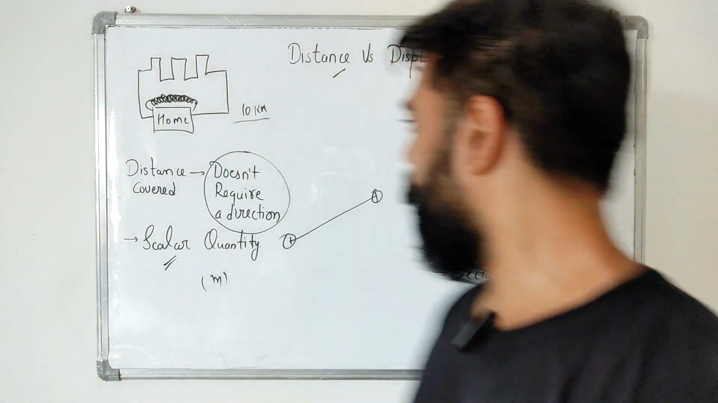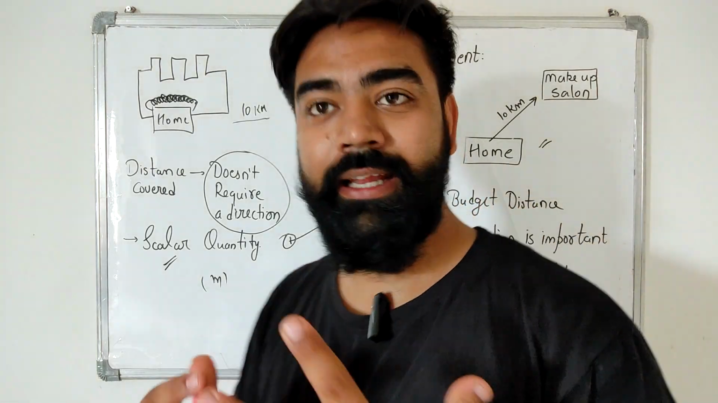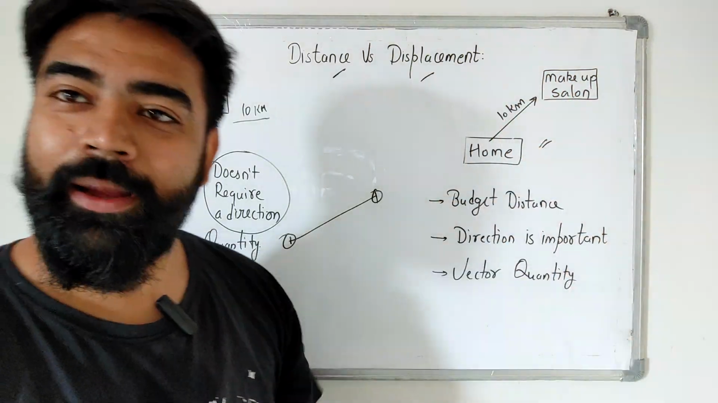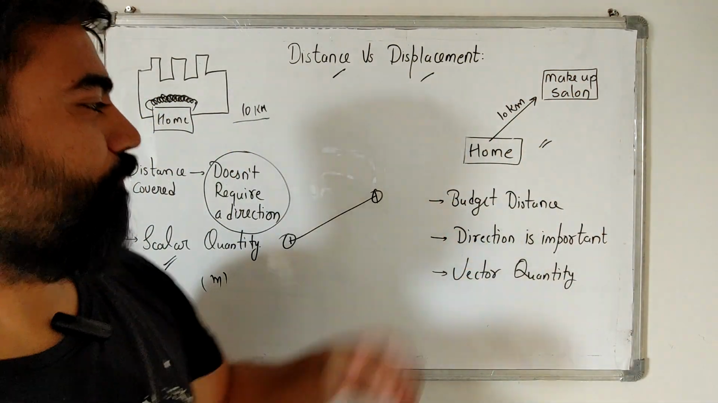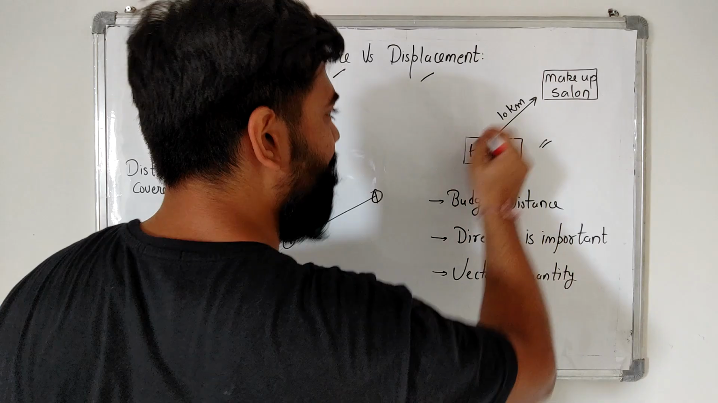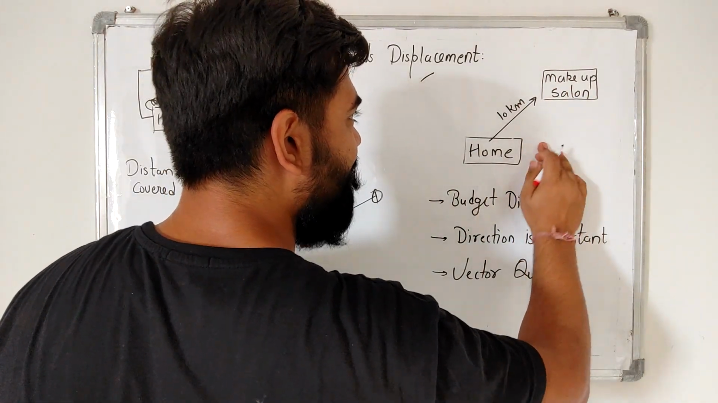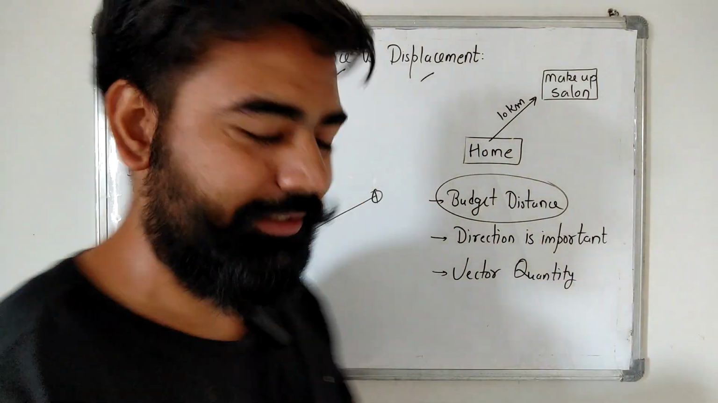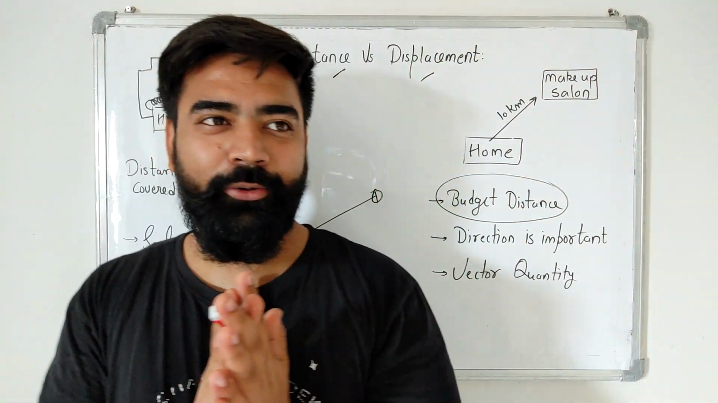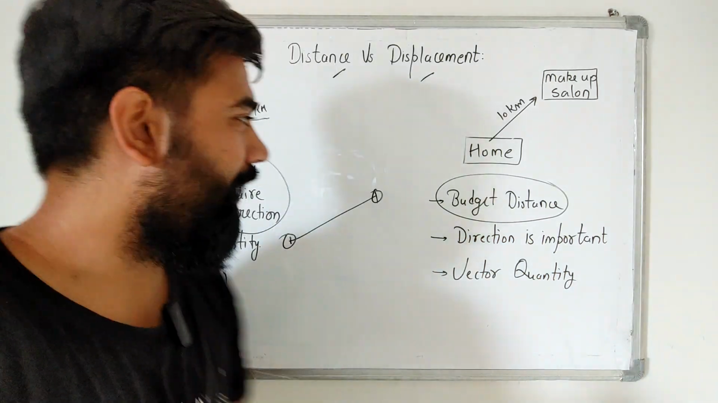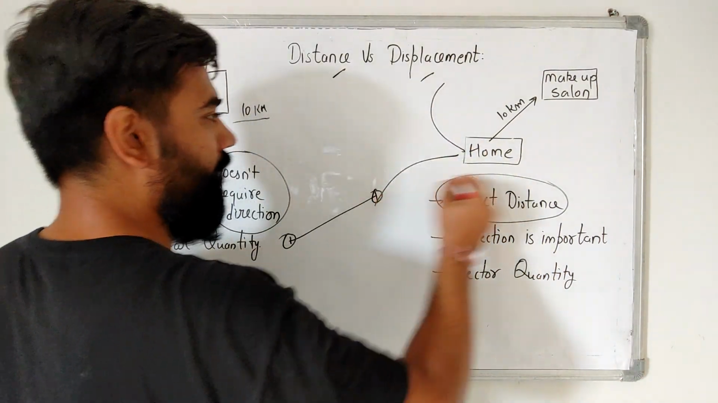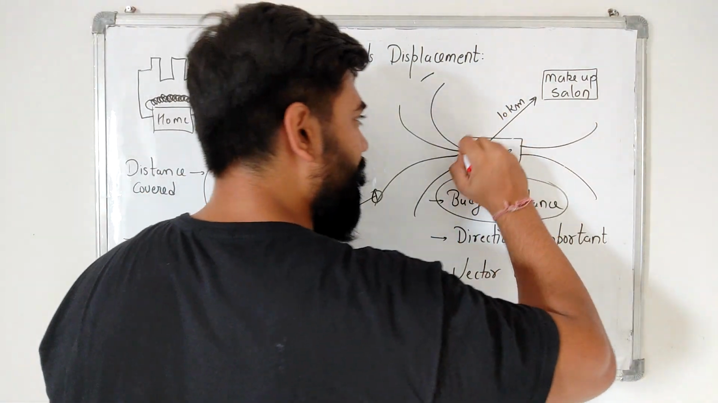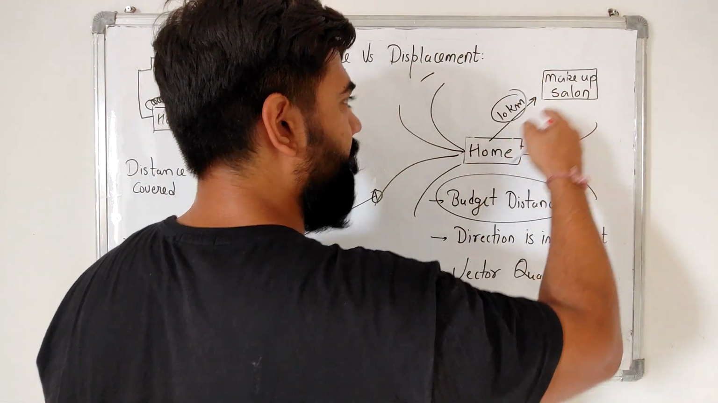Okay, right? Now talking about displacement, her wedding is about to be there, so she decides to go for makeup. So she has to take a particular path in order to reach the salon if the distance is a budget. Let's say that her scooty doesn't have enough petrol to go more than 10 kilometers, so she can't just take random routes because she has a budget of 10 kilometers. She has to take a particular path of 10 kilometers to reach the makeup salon.